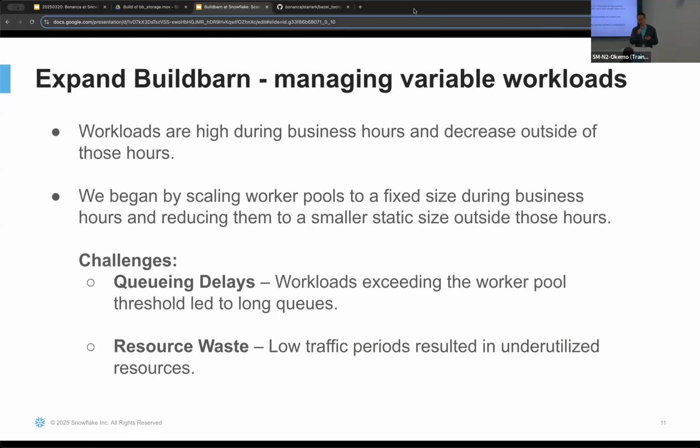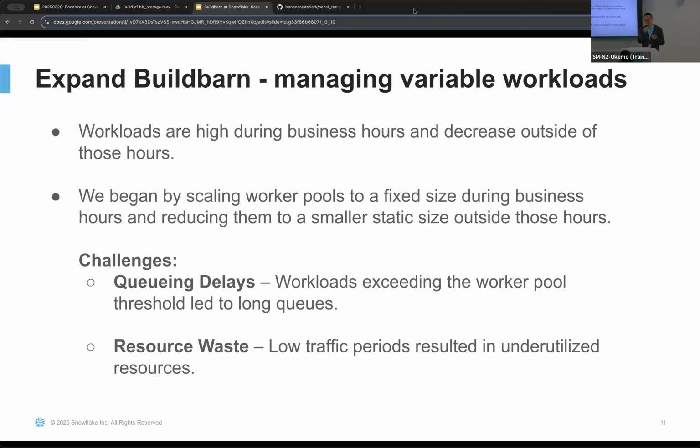So we all know that the Buildbarn workload is associated with developer activity. The workload is high during business hours and decreases outside of those hours. Considering this, we started by scaling worker pools to a fixed size during business hours, and then reducing that size outside of business hours. It's basically cron-based scaling.